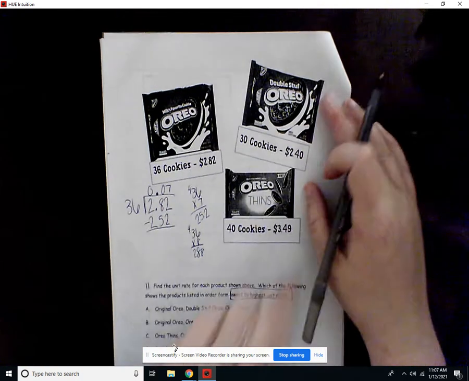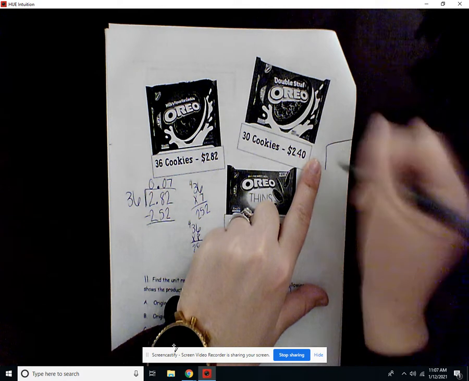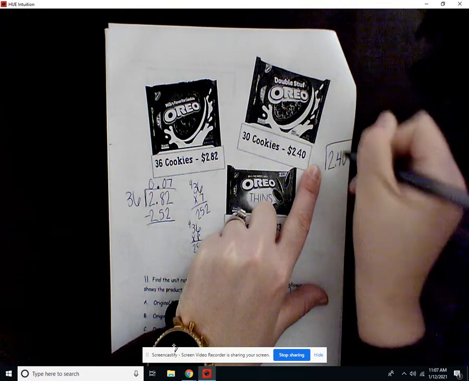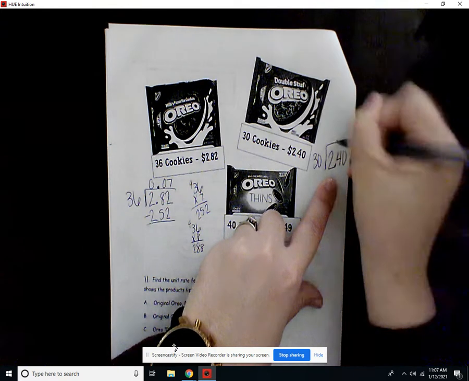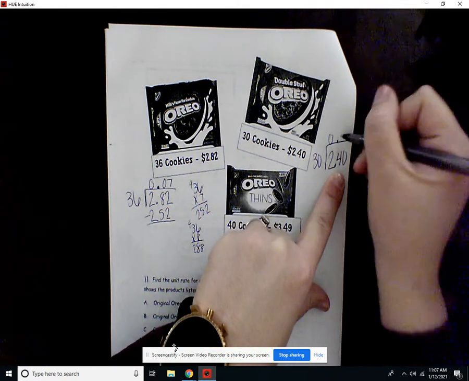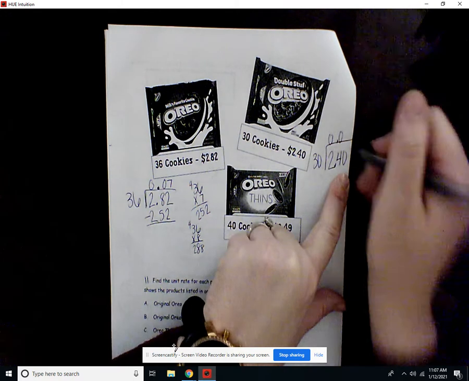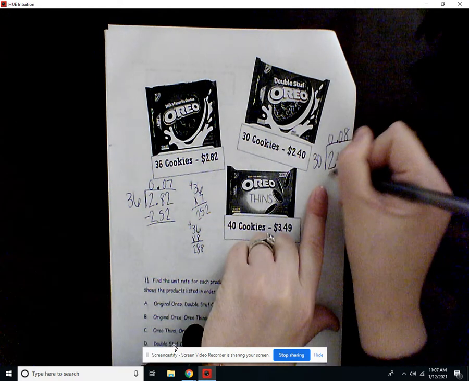All right, so let's do the 30 cookies. So again, money on the inside, item on the outside. So 30 can't go into 2, it can't go into 24, but it can go into 240. That's going to go in there evenly 8 times.